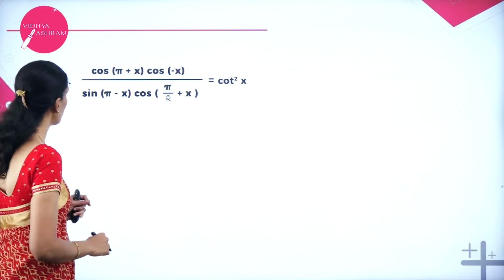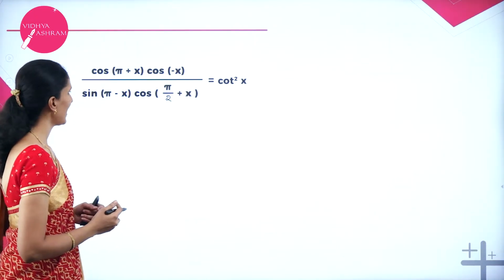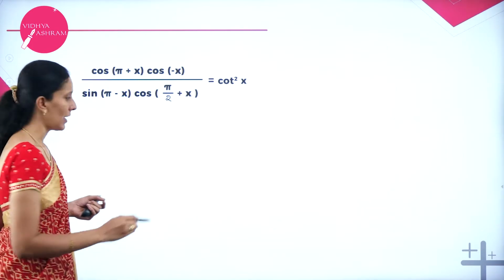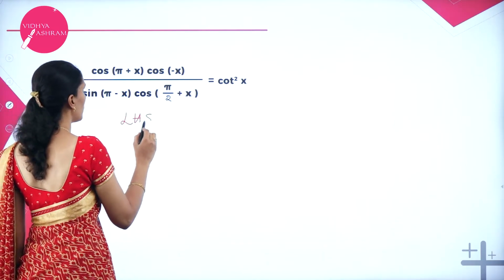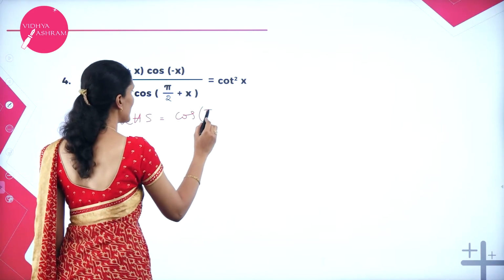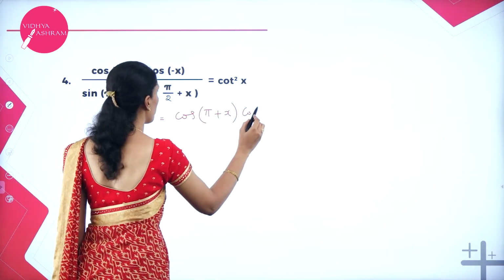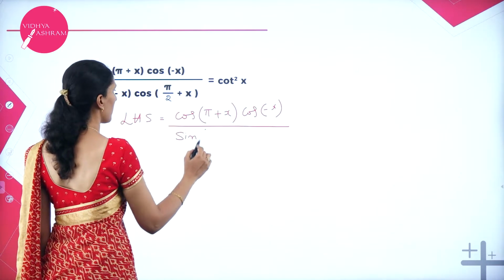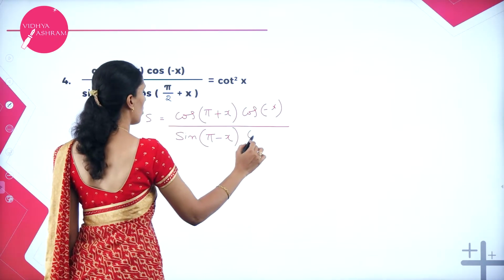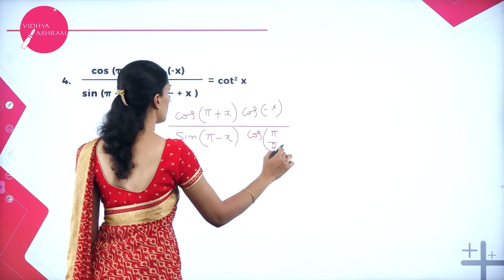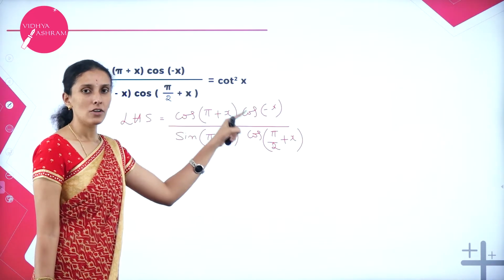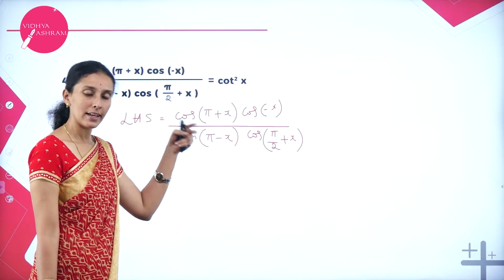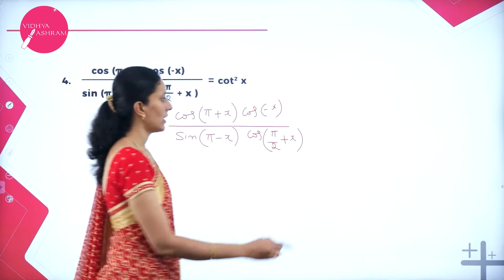Here we have the next question. Cos (pi plus x) cos (minus x) by sin (pi minus x) cos (pi by 2 plus x). Let me take my left hand side. LHS is equal to cos (pi plus x), cos of (minus x) whole divided by sin (pi minus x) cos (pi by 2 plus x). Now all these are allied angles. Remember the allied angles? So pi plus x, pi minus x, pi by 2 plus x, pi by 2 minus x.